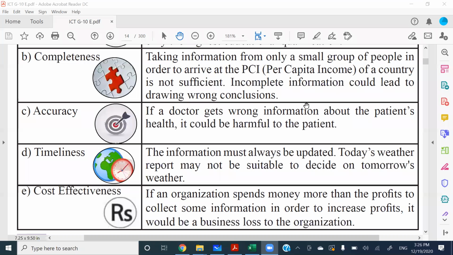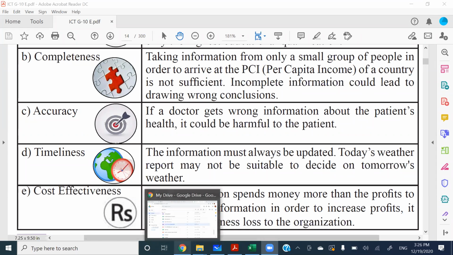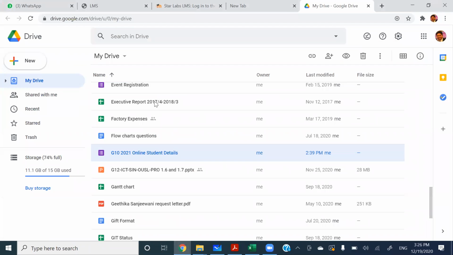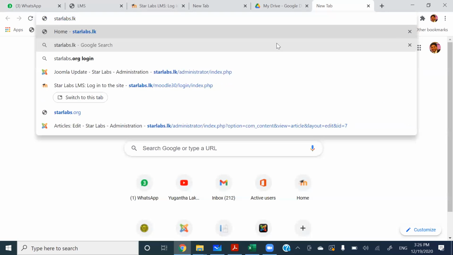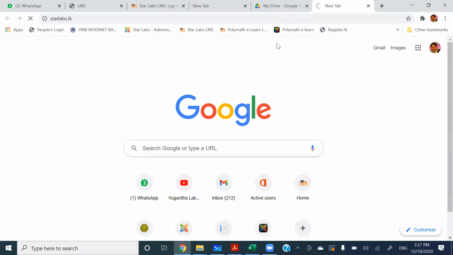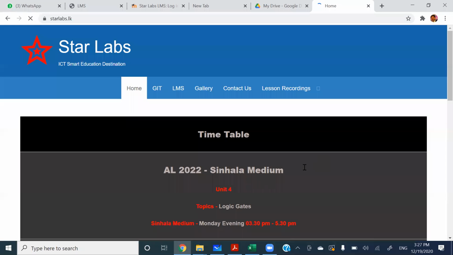So let me walk you through the lesson recording part. I'm telling this because there are some new students in the room and I really don't remember whether I showed it to you last time, right? So anyway, I'm taking you through that. The website that you need to visit is starlabs.lk, right? So you can type starlabs.lk and press enter. You can visit that website, which is maintained by me for my ICT purposes and for my institute as well.